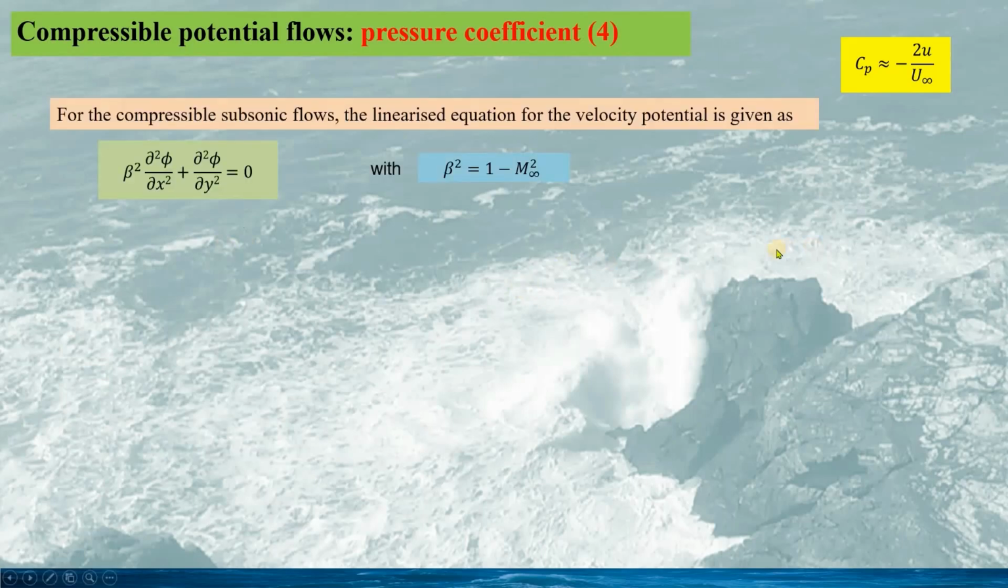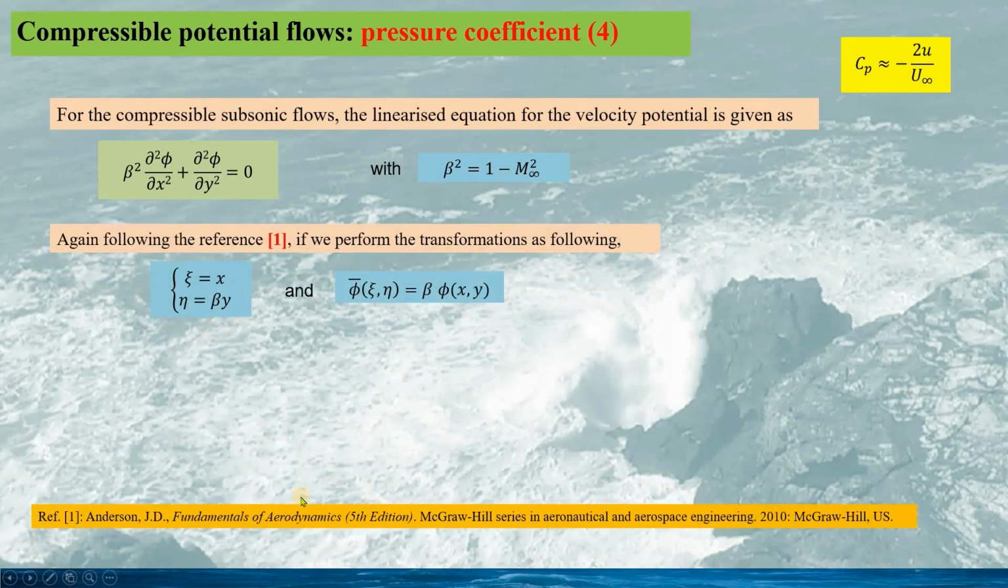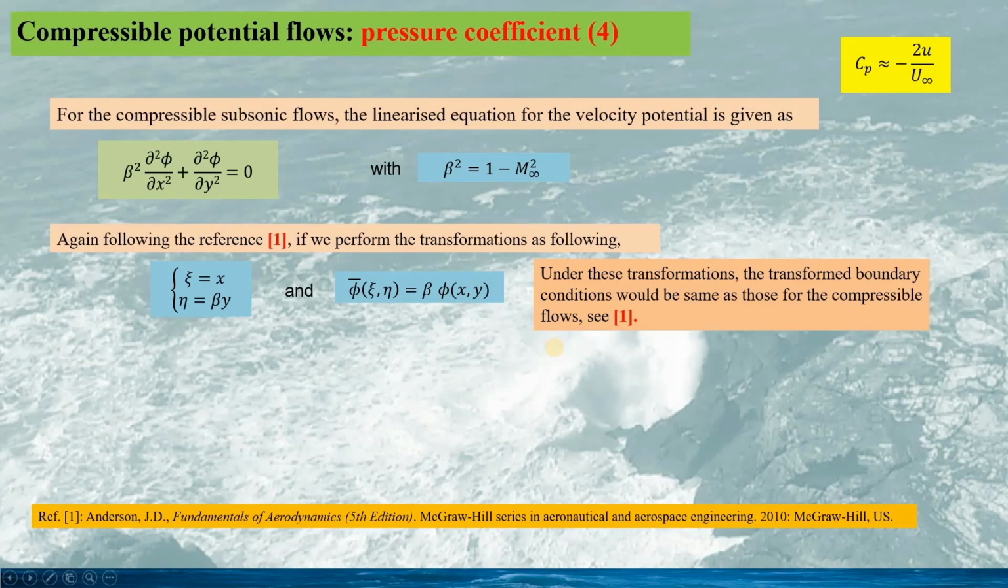So here, we consider the compressible subsonic flow. The linearized equation for the velocity potential is given as this, with the compressibility scale factor beta given as this. Following the reference, the same book, Fundamentals of Aerodynamics, we perform the following coordinate transformation and velocity potential transformation, and under these transformations, the transformed boundary conditions would be the same as those for the compressible flows. If you like, you can find more details in the reference book.